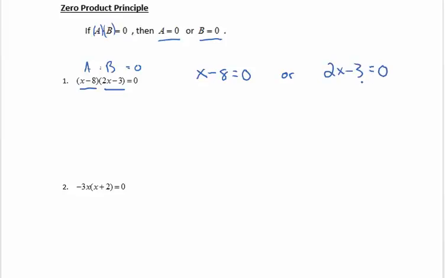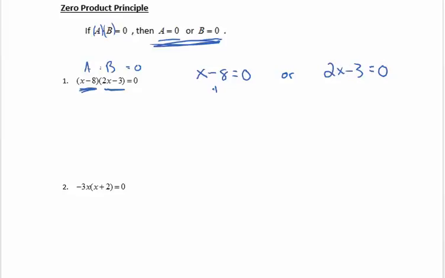Okay, so that's the concept. Now we're going to have to solve these equations. But the work you have to do is to set each to 0. The concept is that either part of the product could be 0 based on this principle. The work that you have to do is take each part of the product and set it to 0, like we did right here and right here.